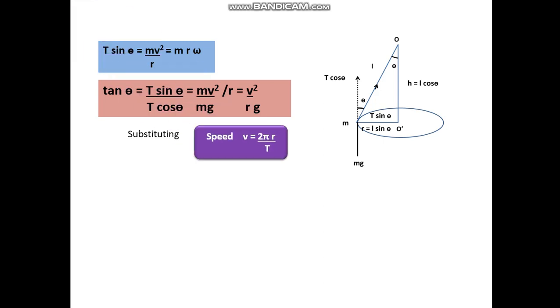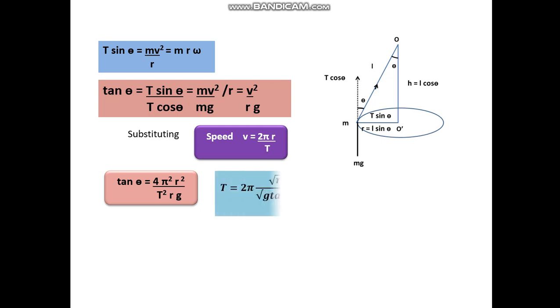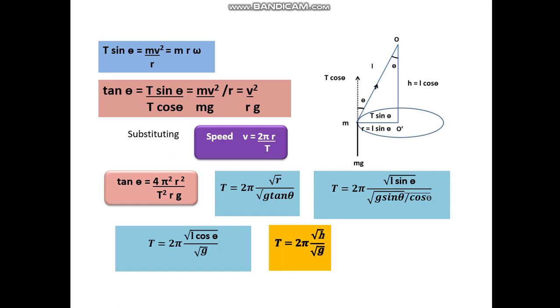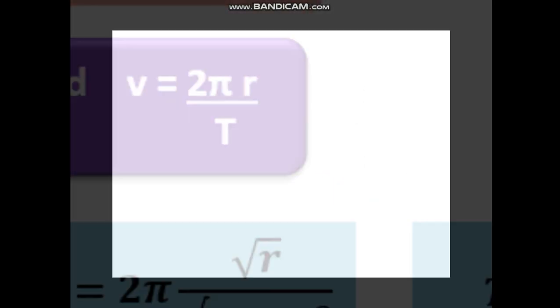Substituting, speed v is equal to 2 pi r upon T. From the earlier equation, tan theta is equal to 4 pi square r square upon T square rg. So T is equal to 2 pi root of r upon root of g tan theta. So T is equal to 2 pi root of L sin theta upon root of g sin theta upon cos theta. So we get T is equal to 2 pi root of L cos theta upon root g. T is equal to 2 pi, but L cos theta is h. So that is root of h upon root of g. That's all.